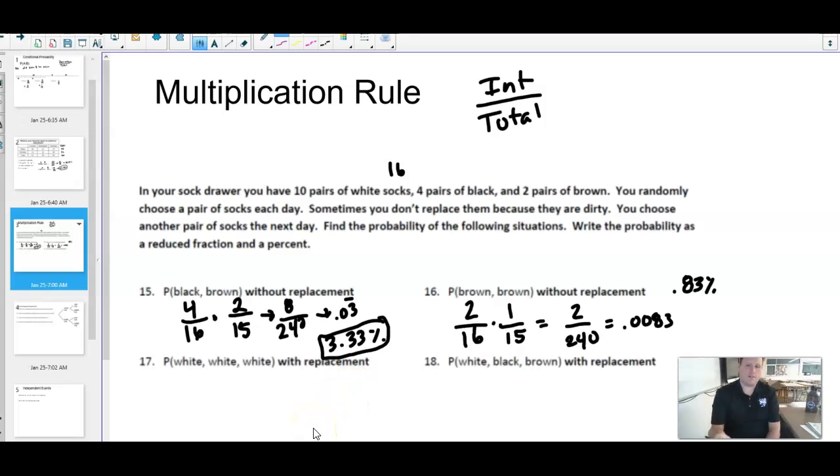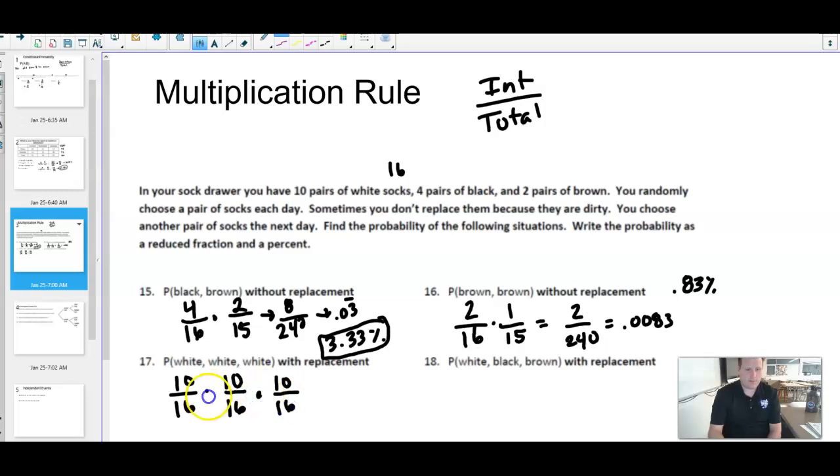It's like I put my dirty socks back in the drawer, okay, which is disgusting, but whatever. So on this first one, I want to know the probability of getting a white sock. That would be 10 out of 16, because there are 10 white and 16 total. And then the second one, because I put it back in, it just resets to 10 out of 16.